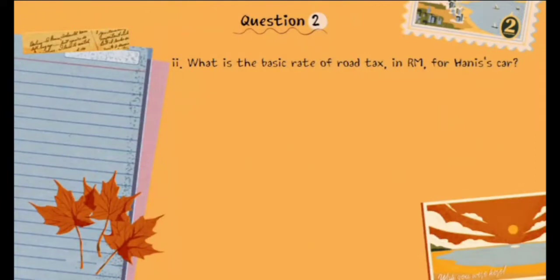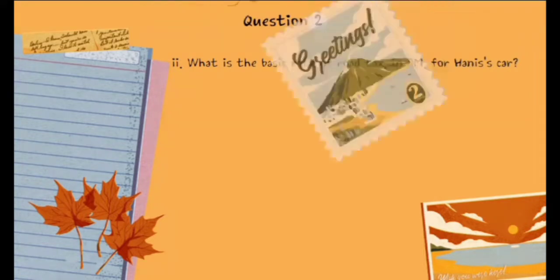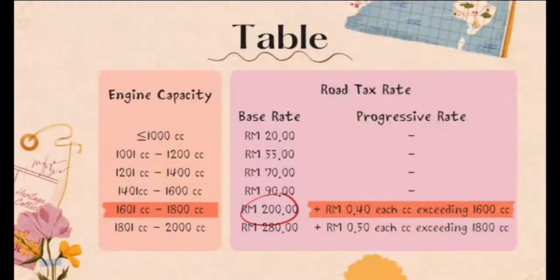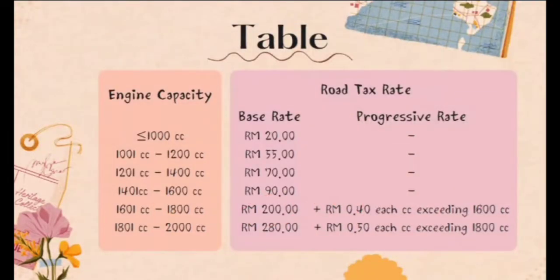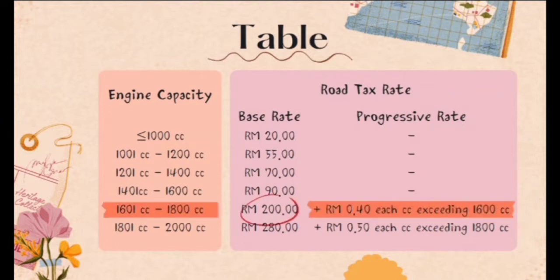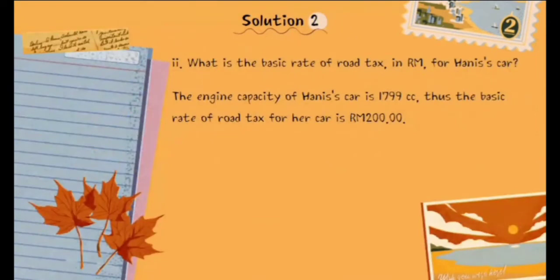Secondly, what is the basic rate of road tax in ringgit for Hanis' car? In this question, we need to refer to the road tax price for cars in West Malaysia table to find the answer. The engine capacity of Hanis' car is 1,799 cc, which falls between 1,601 cc to 1,800 cc. Thus, the basic rate of road tax for a car is 200 ringgit.